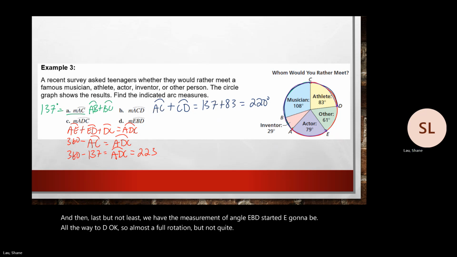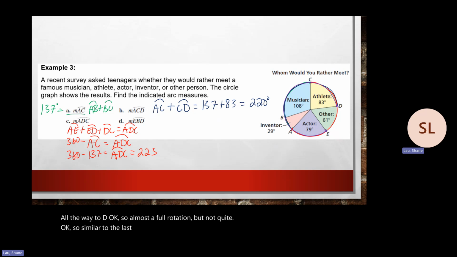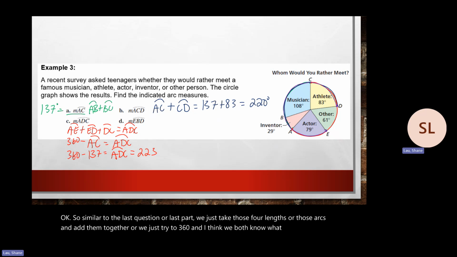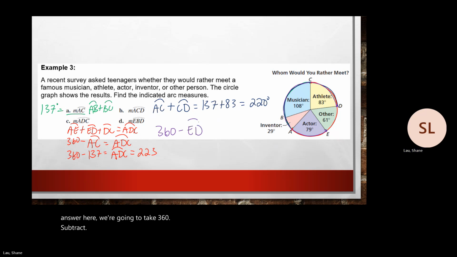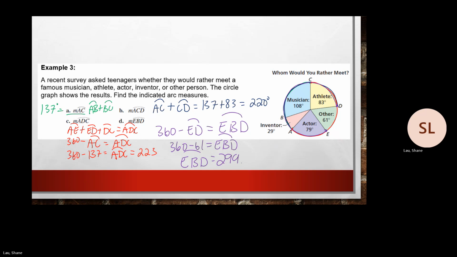So similar to the last part, we just take those four arcs and add them together, or we just subtract from 360. And I think we both know what is the easier answer here. We're going to take 360, subtract our ED arc, because that's what we don't want. And that's going to equal our EBD arc. So 360 minus 61 equals EBD, and EBD is going to equal 299 degrees.